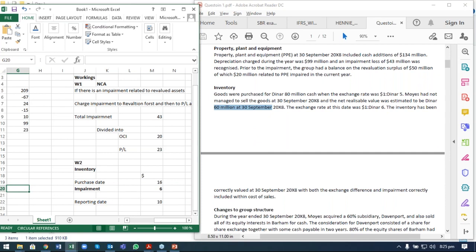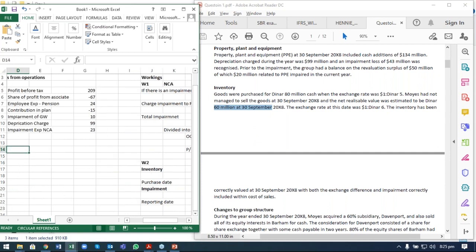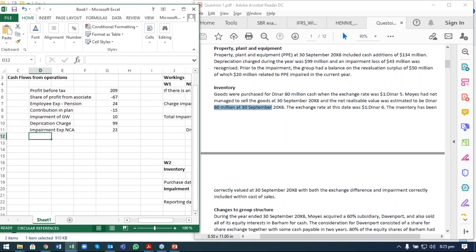And that impairment was charged to the profit and loss account. I'm going to reverse that impairment over here. What was the value of impairment of inventory? The impairment expense related to inventory, the loss on inventory, was $6 million. So as this was charged to profit and loss, I'm going to reverse it. So I have made this adjustment.